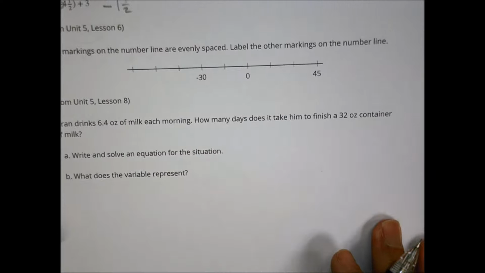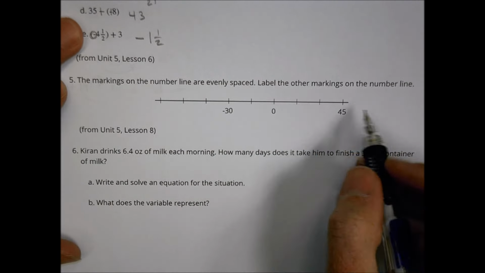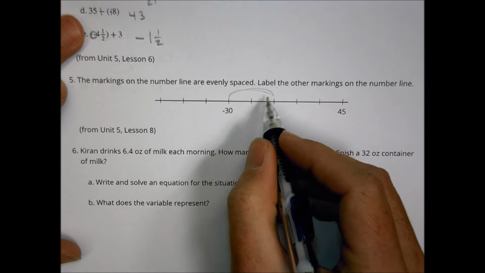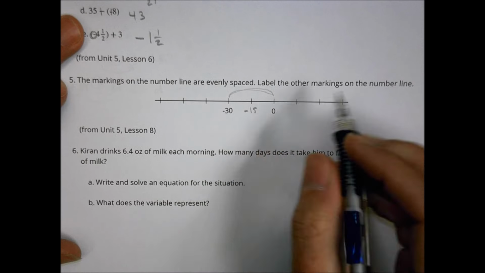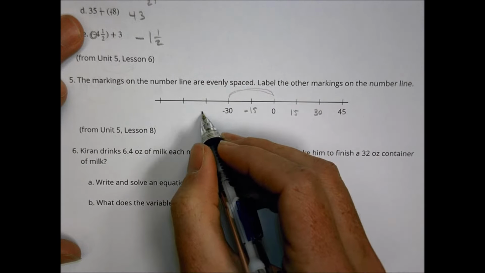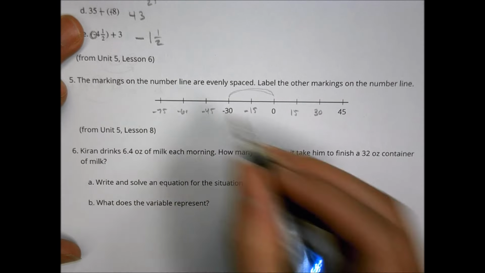Number 5, the markings on the number line are evenly spaced. Label the other markings. So evenly spaced, so if this is 30, half of 30 is 15. So we're counting by 15s on every hash mark there. So we're going to write negative 45, negative 60, and negative 75 there.